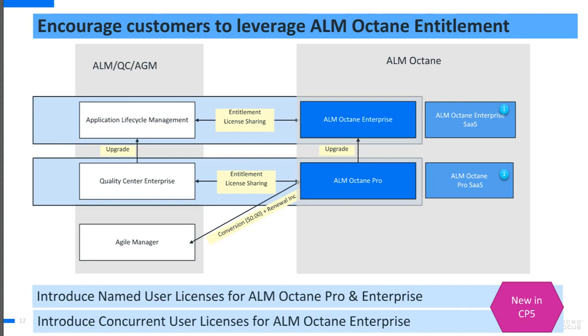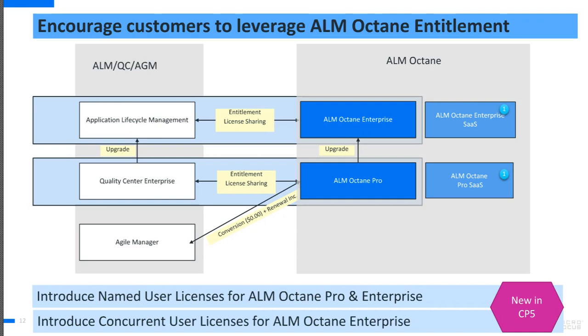It means that if you have an ALM instance available, say it's 12.55 or 12.53 or 12.21, we actually have the ability to do license sharing between ALM and ALM Octane Enterprise. If you have Quality Center, again, this license entitlement is being built and will be available early 2018 between Quality Center Enterprise and ALM Octane, what we call the Pro Edition.